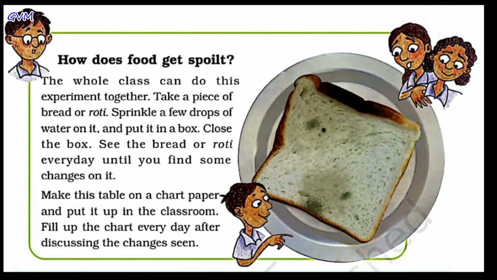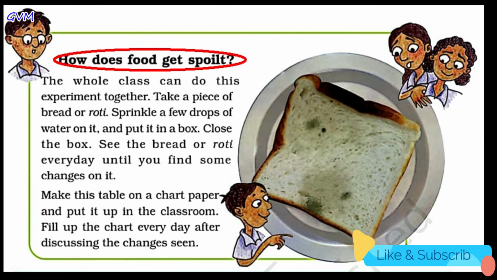Now students, here is another activity. Listen carefully to what you have to do in this activity. How does food get spoiled? Students, all of you have to do this experiment or activity at your home. You have to take a piece of bread or roti and sprinkle a few drops of water on it and then put it in a box. After putting the bread or roti in the box, close the box and keep it aside.